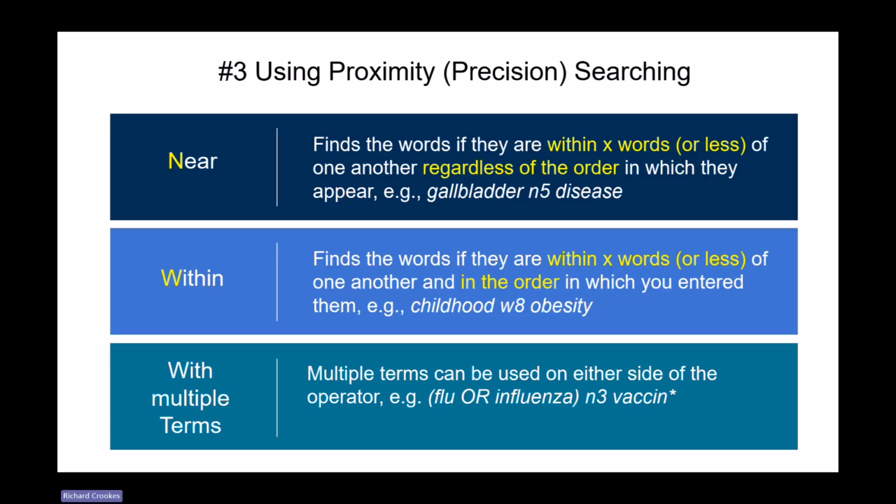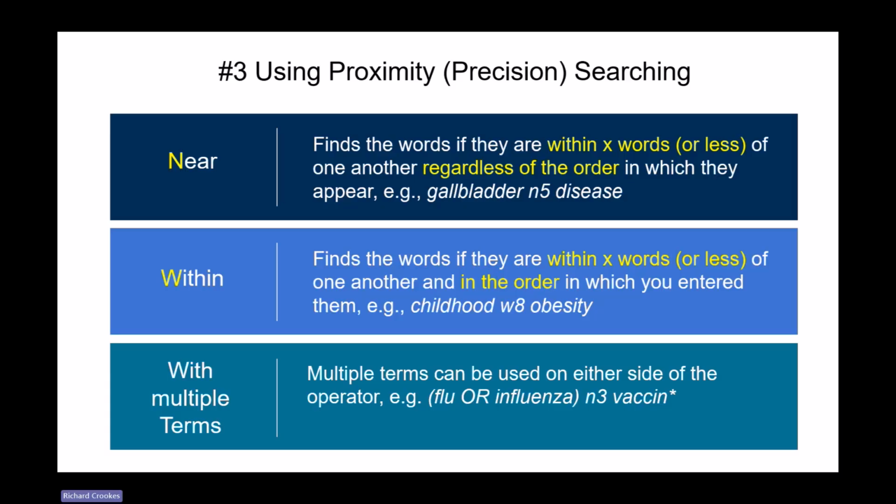Now, within is, as I mentioned, more restrictive. It searches for the terms in the order you enter them. So if you enter childhood W8 obesity, you would search childhood within 8 words of obesity, but not vice versa. Now, multiple terms can also be used on either side of the operator.